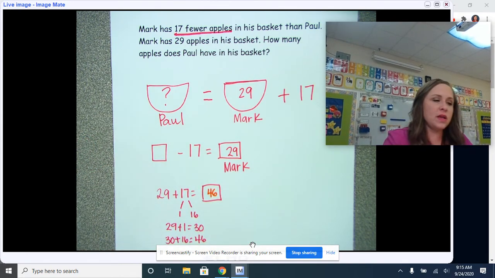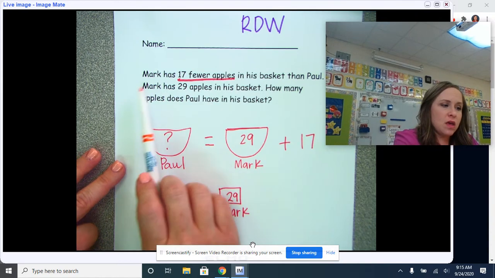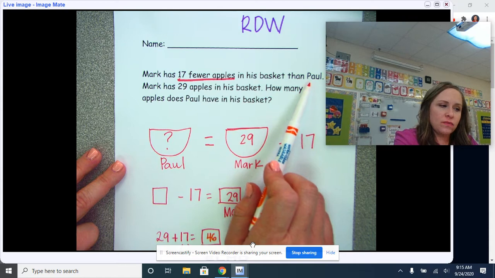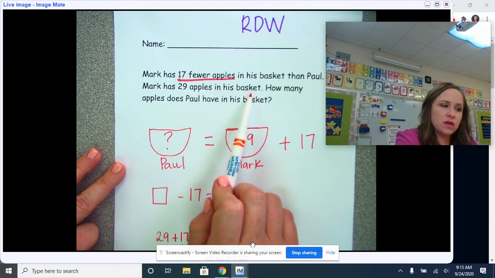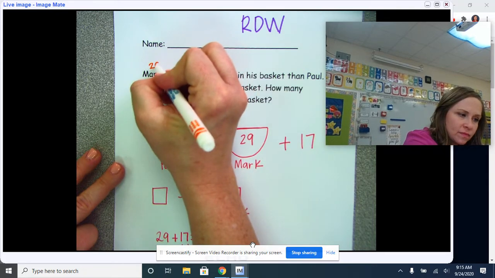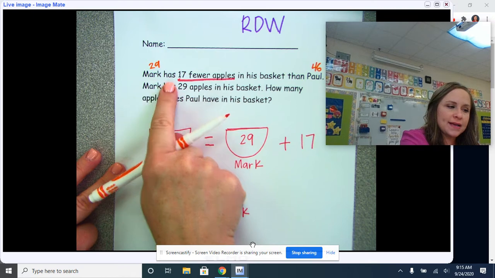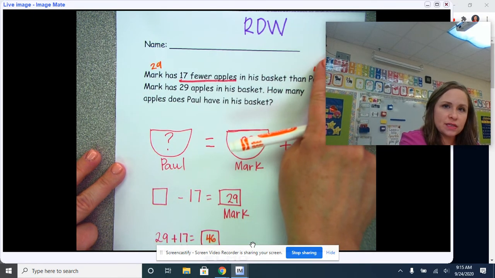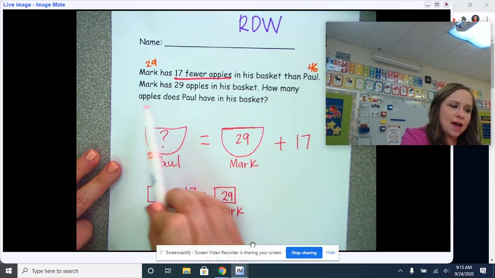Then I'm going to go back and read my problem again and see if 46 makes sense. Mark has 17 fewer apples in his basket than Paul. Mark has 29 apples in his basket. So if Mark had 29 and Paul had 46, does that make sense? Mark has 17 fewer in his basket than Paul, and Paul has 46. Yeah, that makes sense.